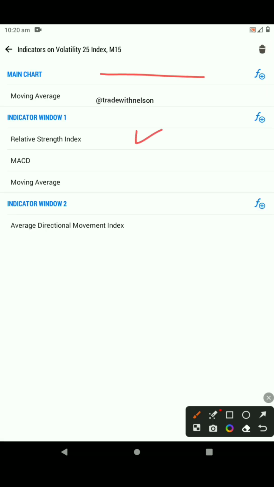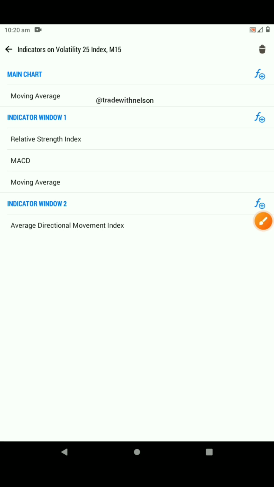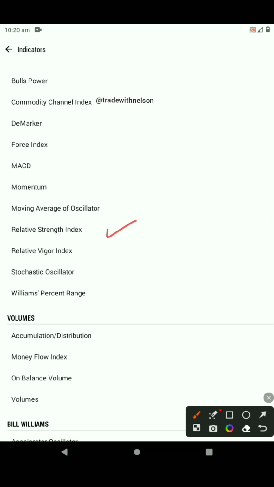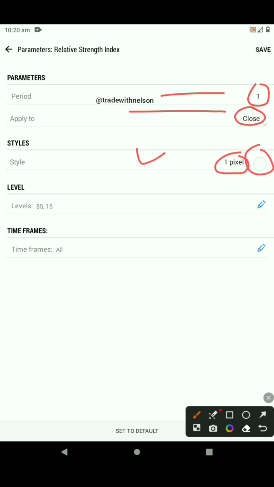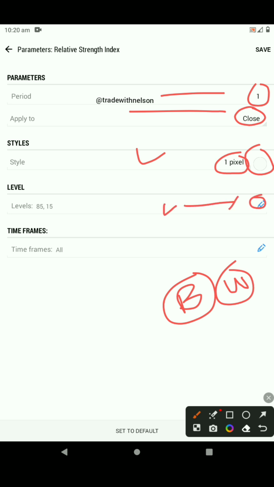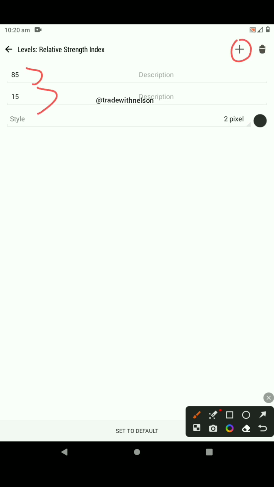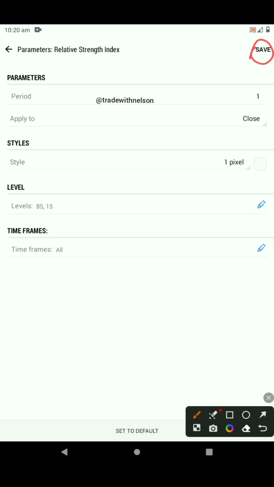For the relative strength index, click on the F icon on the main chart. Scroll down a bit. RSI, click on that. Make your period to be 1, apply to close, style 1 pixel, and select color of your background. If your background is black, select black. If it is white, you select white. For the levels, click on this pen icon over here. Add level, type 85 and 15, style 2 pixel, and select color of your choice. After that, click on save.